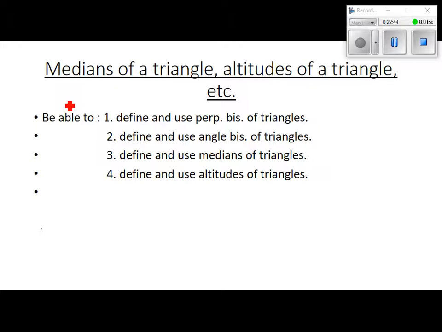Anybody have a guess as to what a median is? Middle. Goes to the midpoint. All right? Anybody have a guess what an altitude is? Forms right angles. All right? So when you're talking about altitude, what does the word altitude mean? Height. And that's what you're talking about when you're drawing an altitude, the height. So if I just had some triangle and I wanted to find the height of that triangle, I would draw in something like this that forms a right angle. That's an altitude. It tells the height of the triangle.